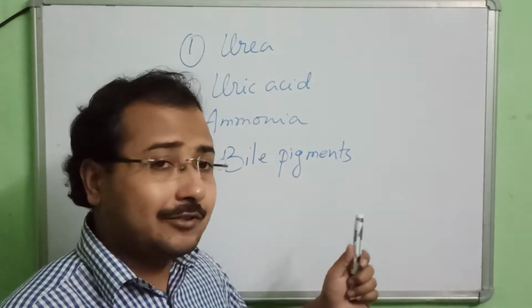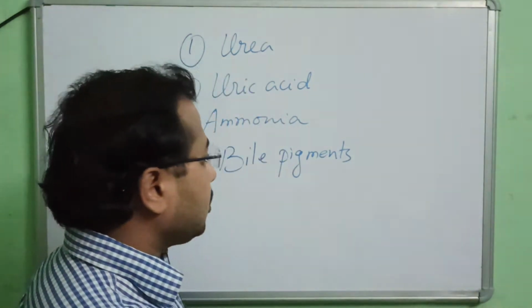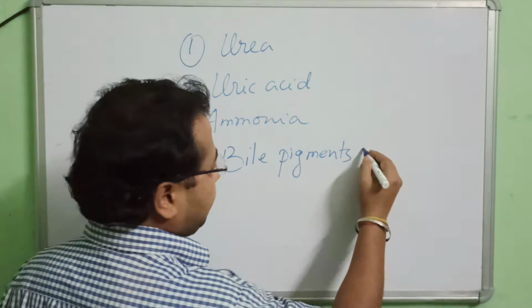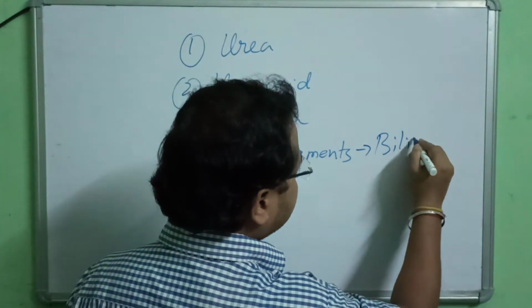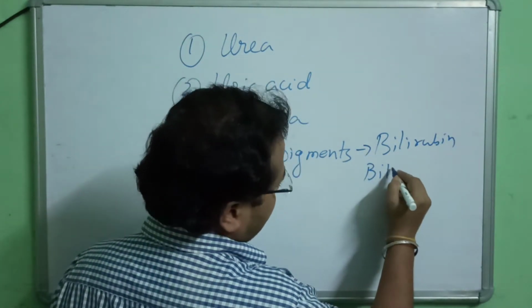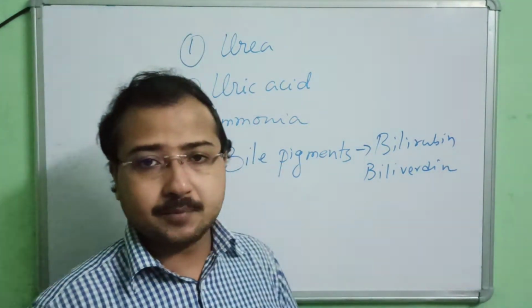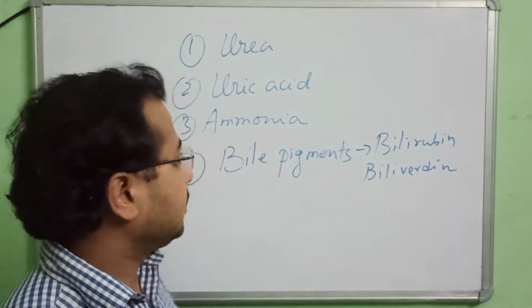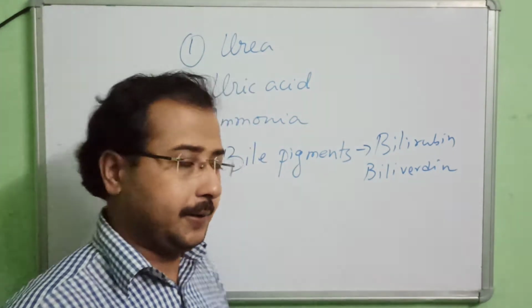We can see traces of bile pigments in the urine also. Understood? I am giving a few examples of bile pigments. One is bilirubin, another is biliverdin. These are the two common bile pigments found in the liver. So these are also part of our excretory wastes in the body.